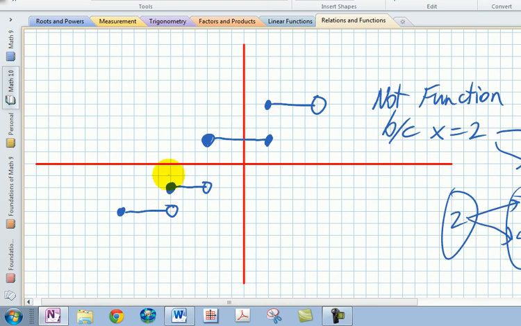Okay, so this is okay. Here it's okay. But at the second part, it's not okay, because we can have two different values, and that's what we don't want. Okay, so there's our lesson.